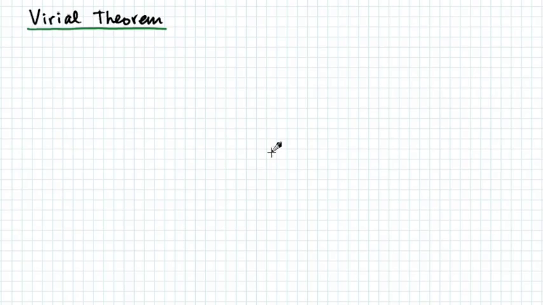Virial Theorem. This famous theorem states that the average kinetic energy of a system of bound interacting particles is related to the average potential energy. Let's prove this famous theorem.